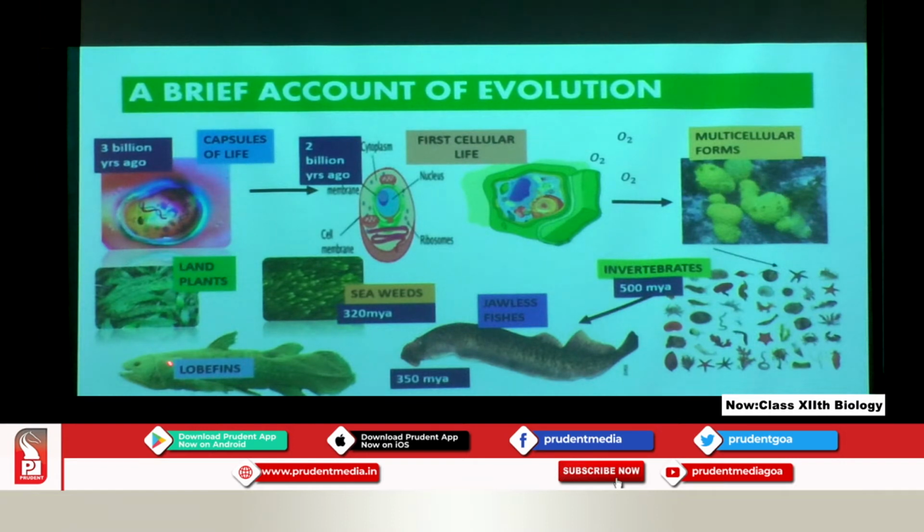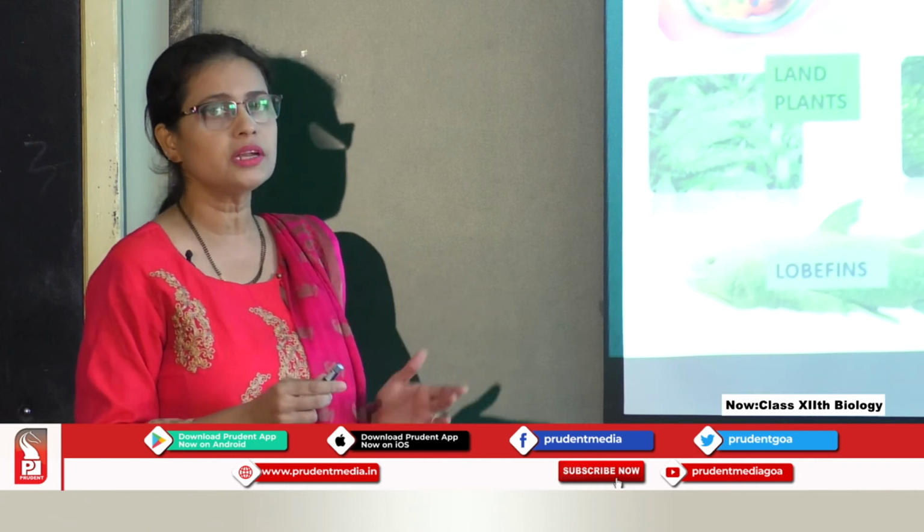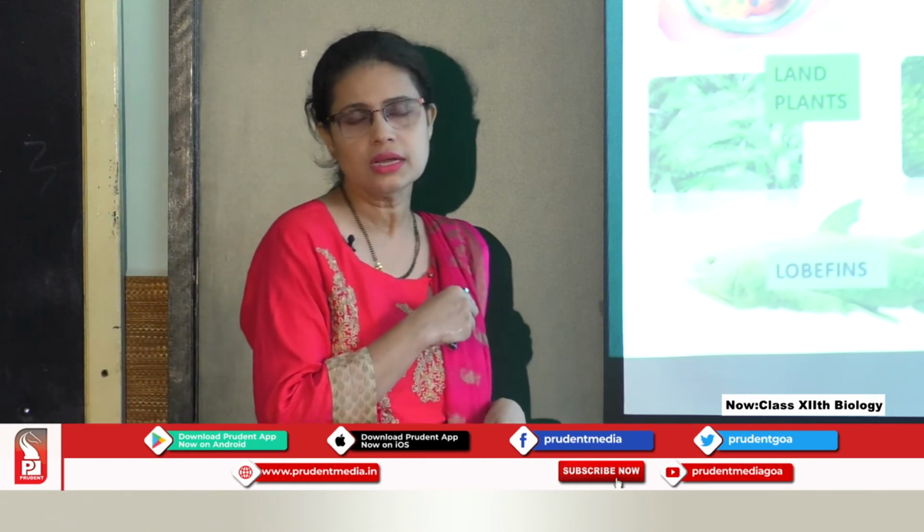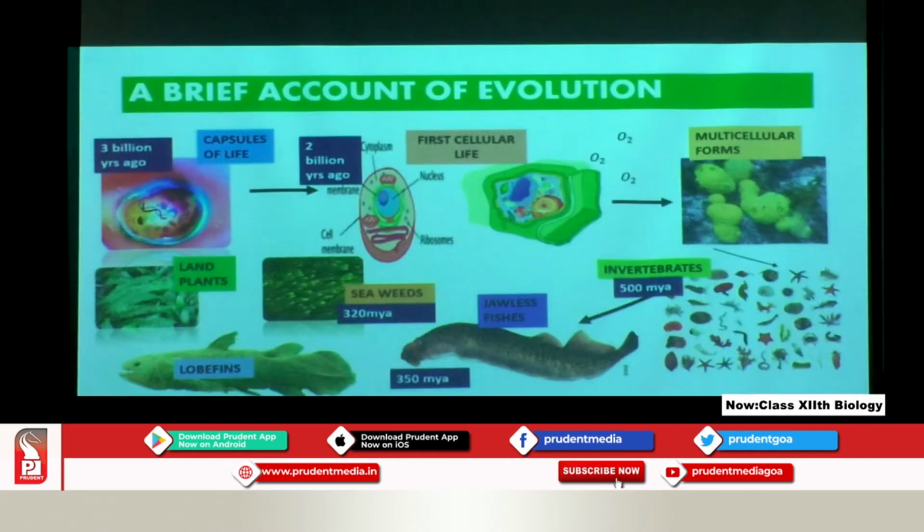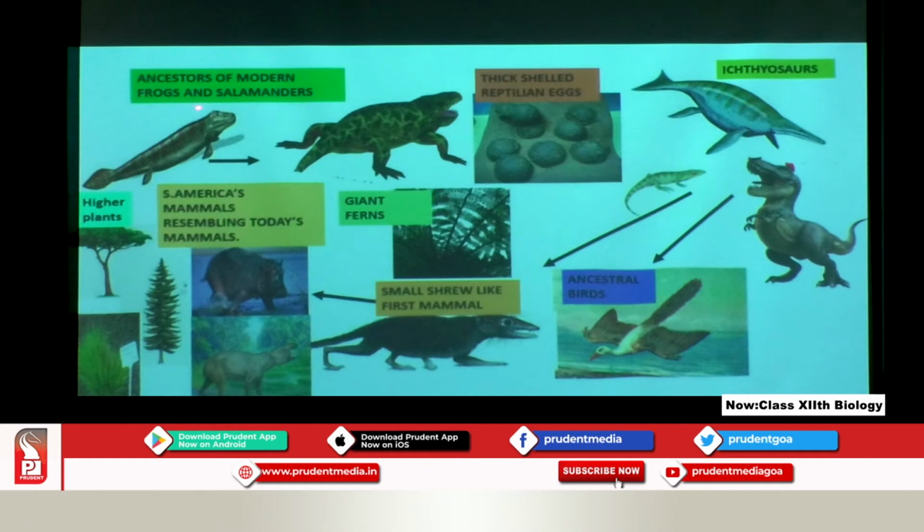So it is believed that these lobe fins, majority of them have become extinct. In fact, it was believed that they all have become extinct. But in 1938, a coelacanth, that is a lobe fin, was found. So it is believed that some species are still living. So the lobe fins could have evolved into ancestors of modern frogs and salamanders because of that particular lifestyle that I told you.